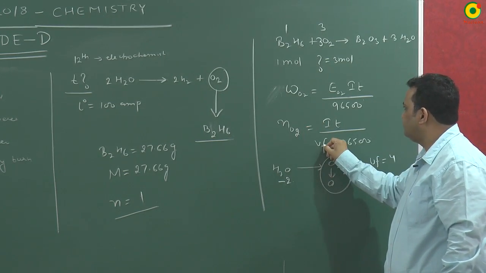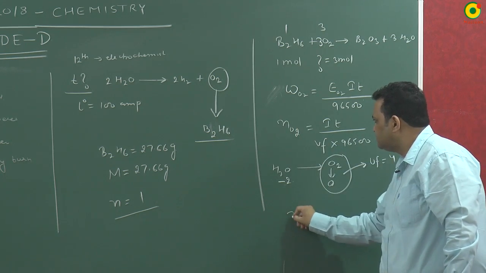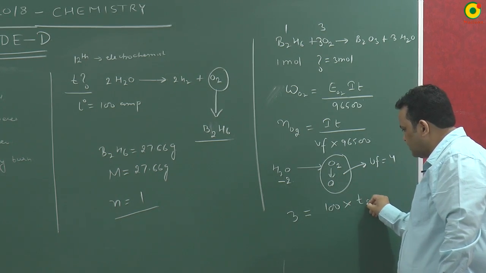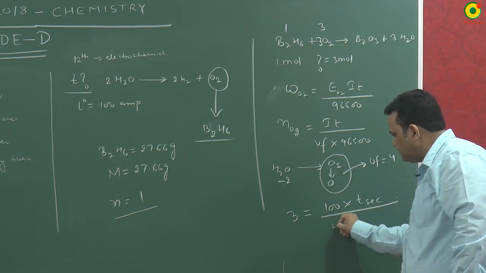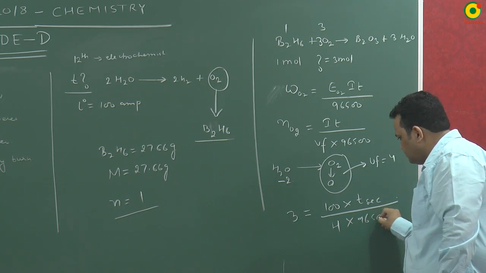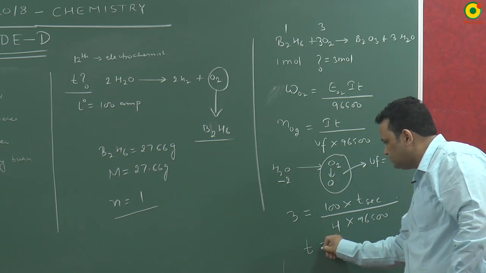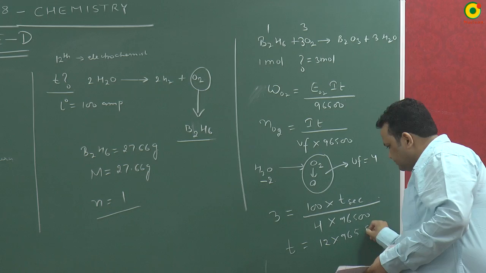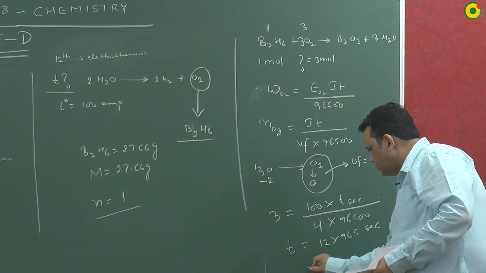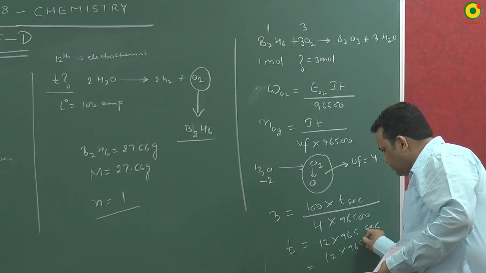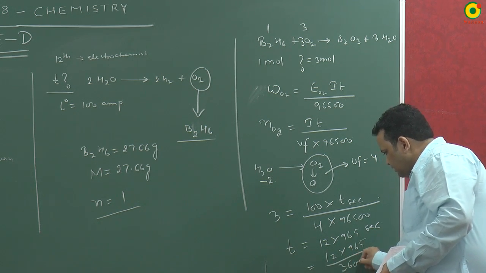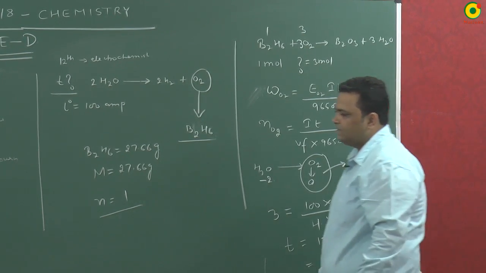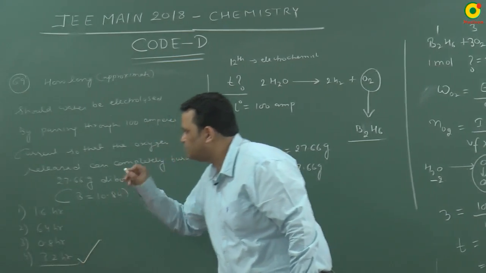If I put valency factor 4 in this formula, moles of oxygen required is 3, current is given as 100 ampere, and time in seconds we will get from the formula, valency factor 4 into 96500. So after solving this, we will get time as 12 into 965 seconds, and for converting it into hours, 12 into 965 upon 3600, and this is approximately 3.2 hour. So the correct answer is 3.2 hour.